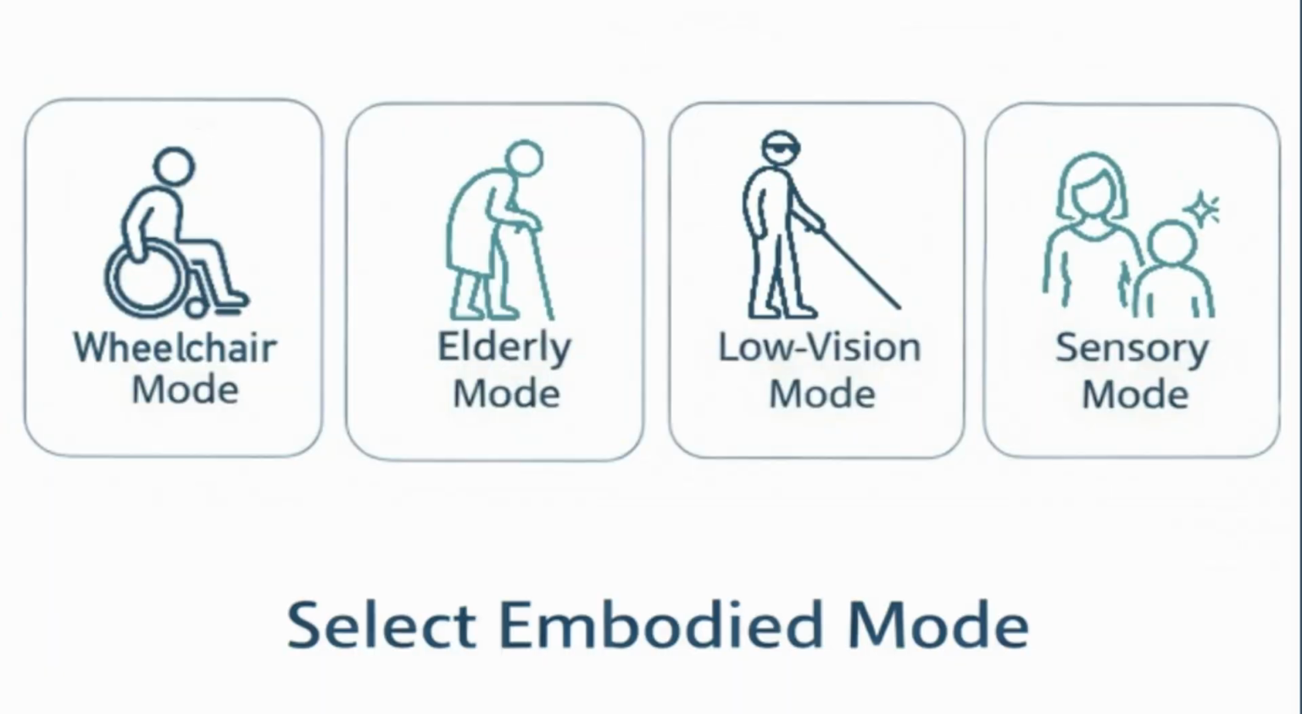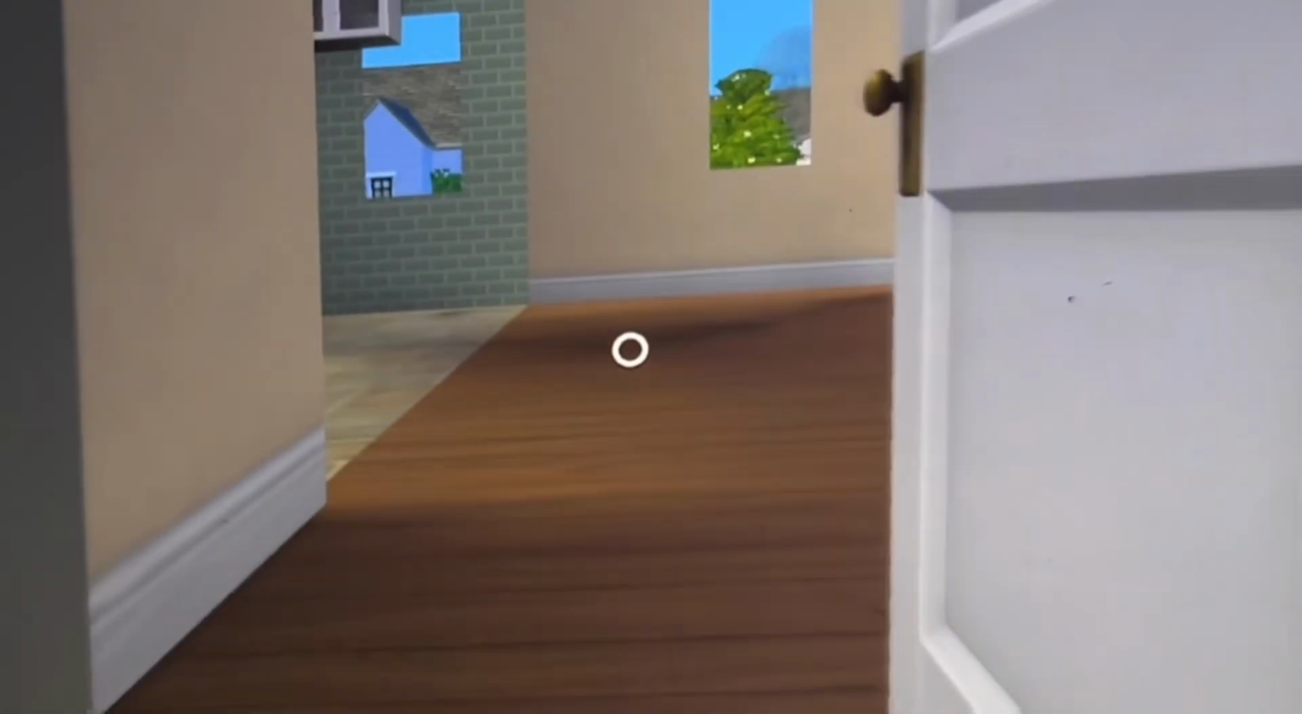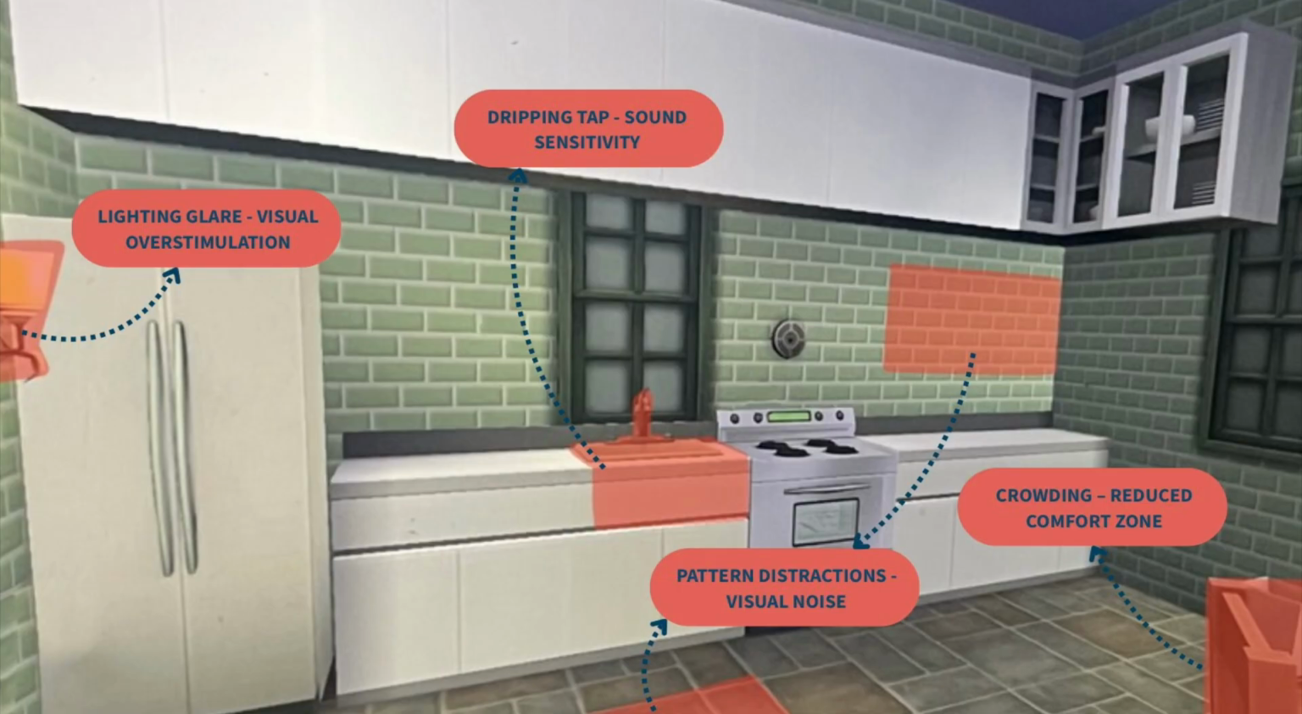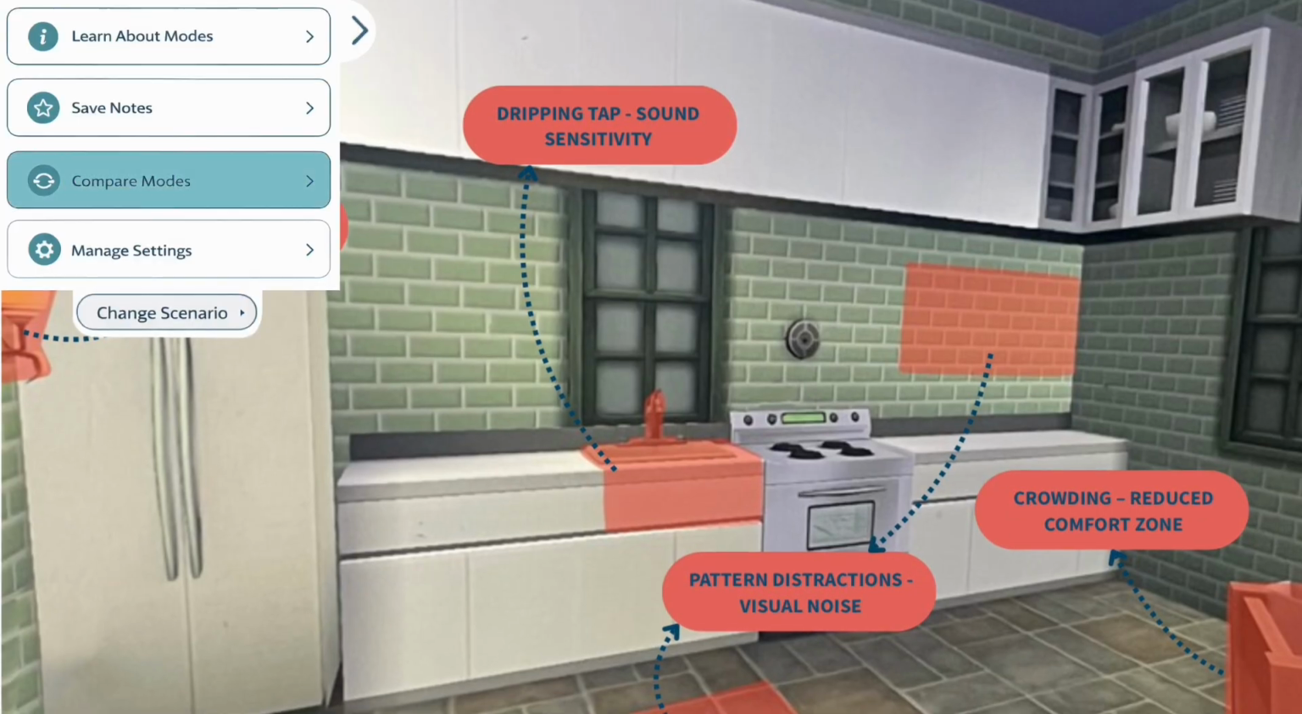Going into sensory mode, the focus shifts to overstimulation. In this example, the camera sits lower because it represents the perspective of a neurodivergent child. In a full version of the system, the height could be adjusted for different users, showing how sensory load changes depending on where you are in the room.